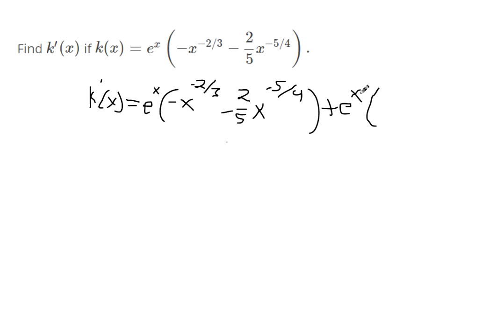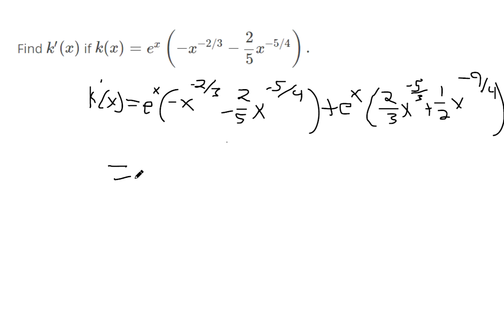So for the second function, the negative 2/3 comes down, multiplies to that negative 1, so that makes positive 2/3 x to the negative 5/3, because we get reduced by 1, so we subtract 1 from negative 2/3. And then here the negative 5/4 comes down and multiplies, so a negative times a negative is going to make a positive. And the 5's cross cancel, so we got the 2/4, which makes 1/2 for a coefficient. Then it gets reduced by 1, so that's negative 9/4 here.